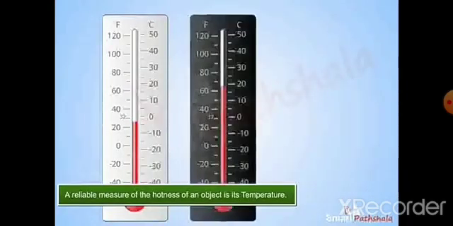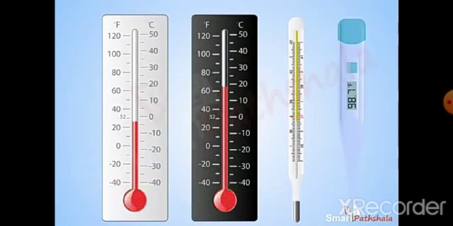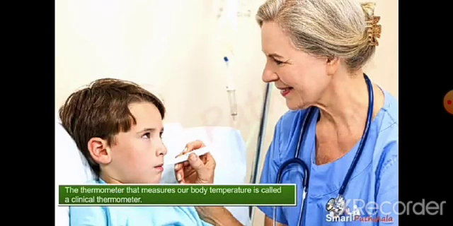A reliable measure of the hotness of an object is temperature. The intensity of heat of a substance is known as temperature. Temperature is measured by a device called thermometer. When we suffer from fever, doctors measure our body temperature by a thermometer. The thermometer that measures our body temperature is called a clinical thermometer.